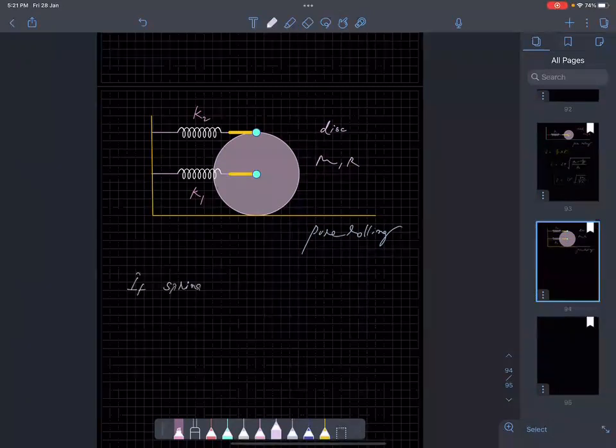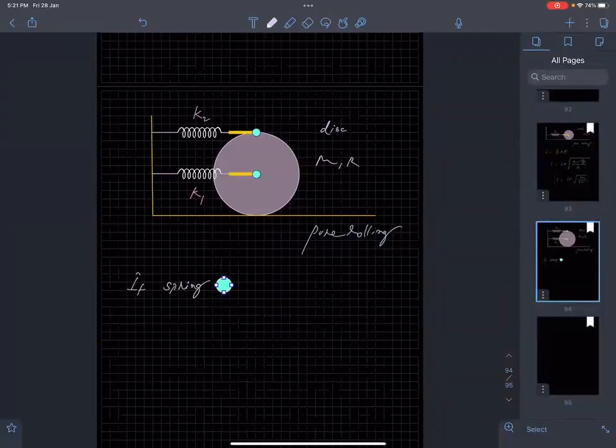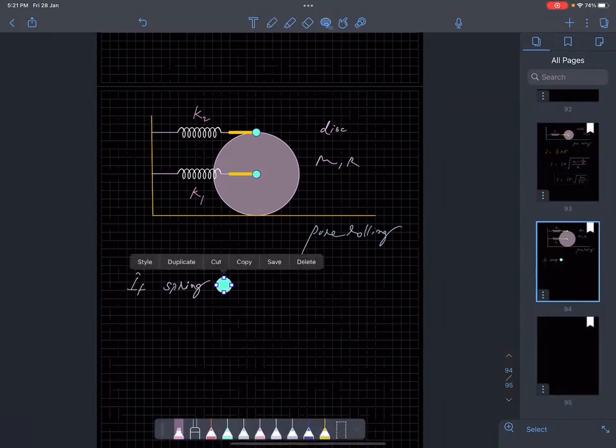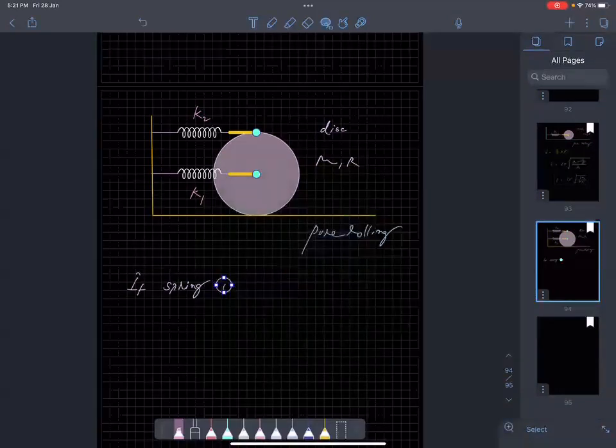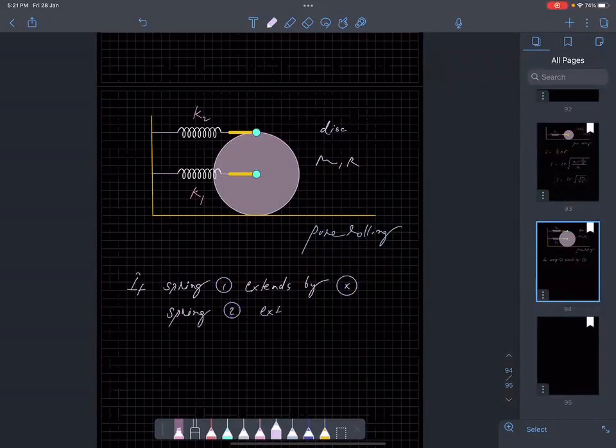So basically, if spring 1 extends by X, then spring 2 extends by 2X. The reason is simple. You can just check that.